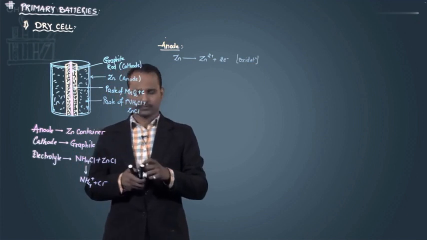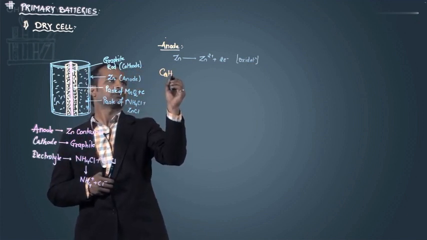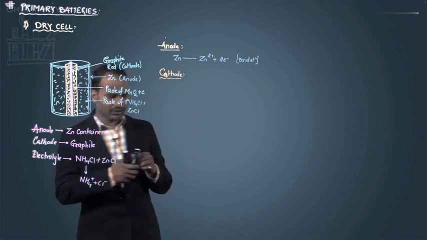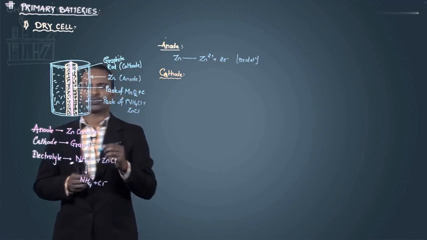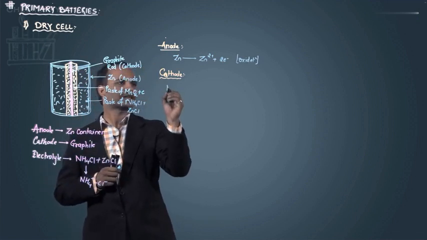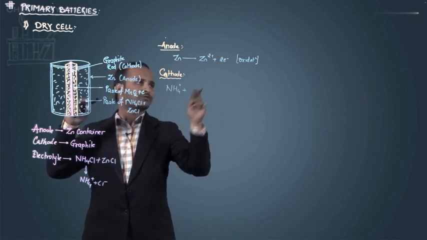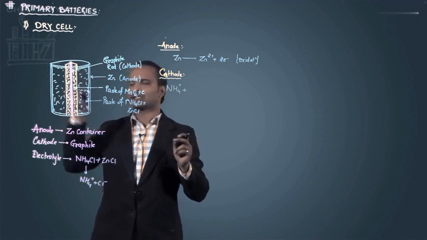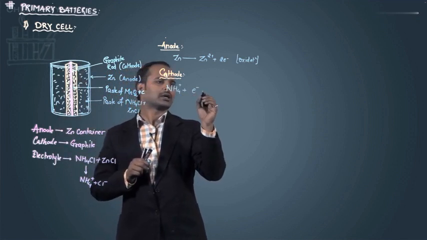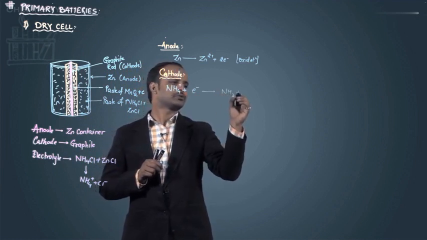Now the cathode. The electron which is produced on the anode reaches, through the external circuit, the cathode, which is a graphite rod. When it reaches the graphite rod, the ammonium ions present in the electrolyte get attracted toward the graphite rod, that is, toward the cathode, because of the electrons moving to this cathode. So ammonium ions gain electrons and get converted into NH3 and produce hydrogen.